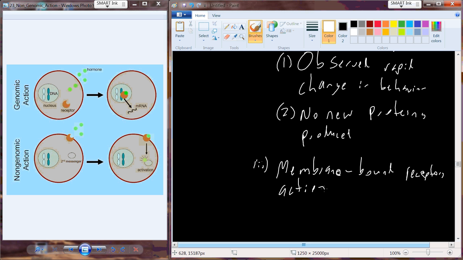And these are new discoveries that are being made even in the current time, where we're looking at new effects that these molecules are having through their non-genomic or membrane-bound receptor pathways.